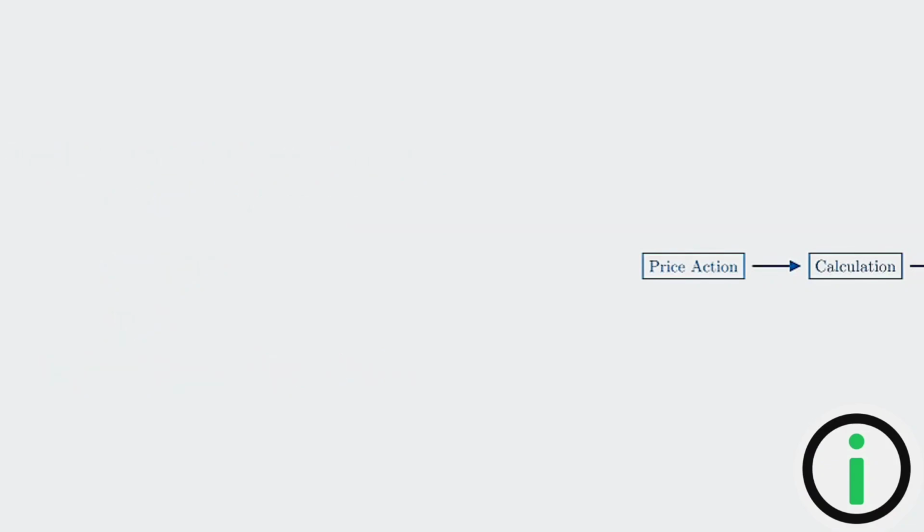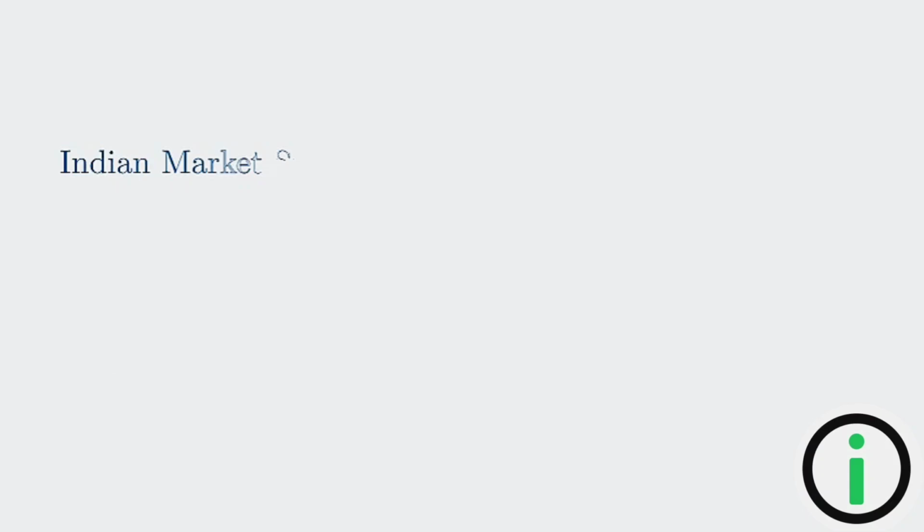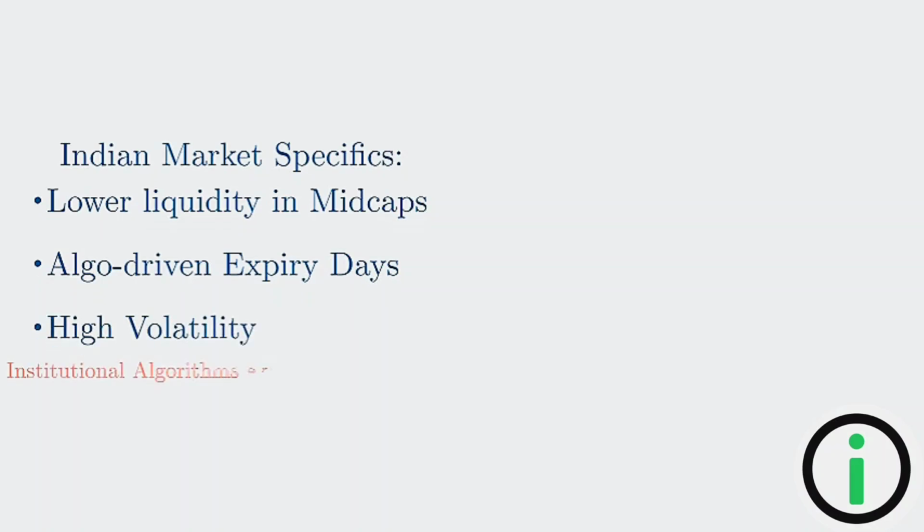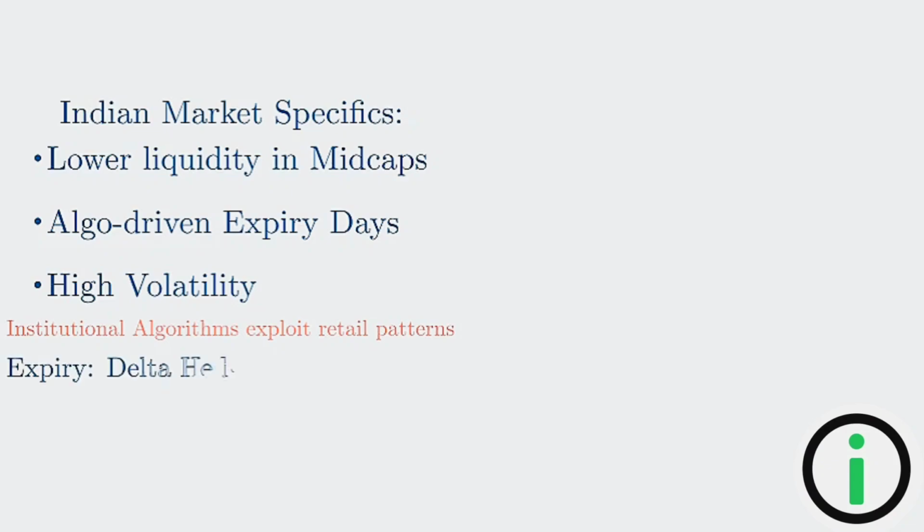In the Indian markets, this is even more pronounced. We deal with lower liquidity in mid-caps, algo-driven expiry days, and high volatility. Textbook patterns often fail in Nifty or Bank Nifty because institutional algorithms are designed to exploit the very buy signals retail traders are looking for. On expiry days, price moves aren't just about supply and demand, they are about delta hedging and liquidating retail positions.